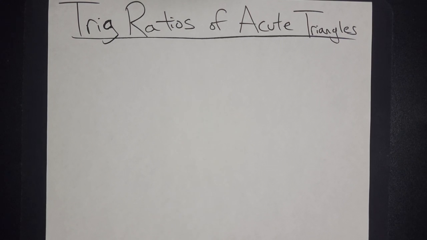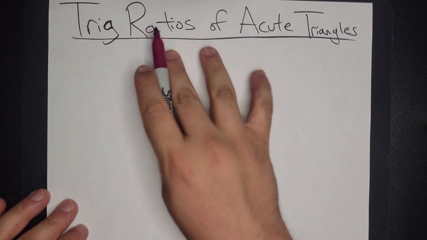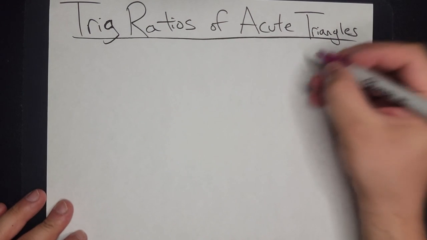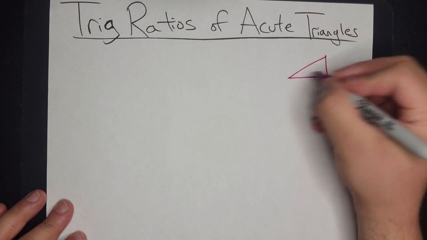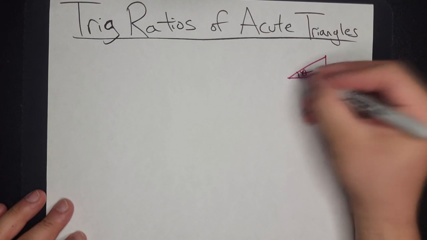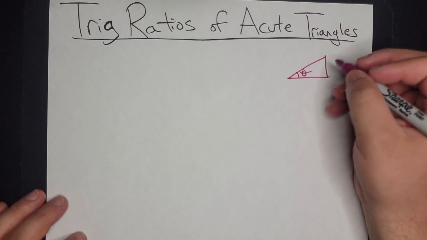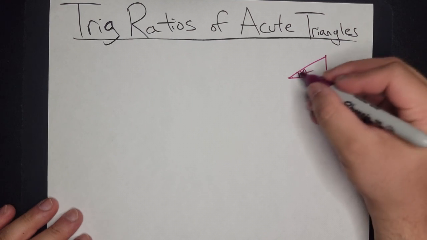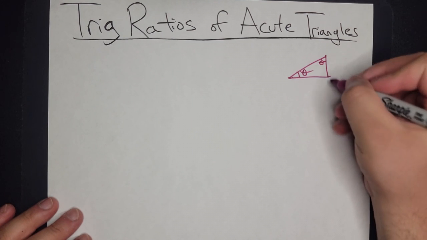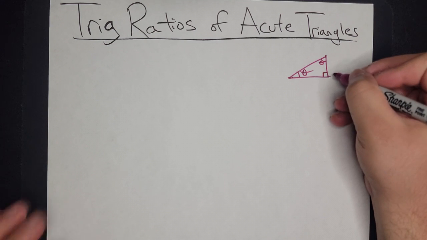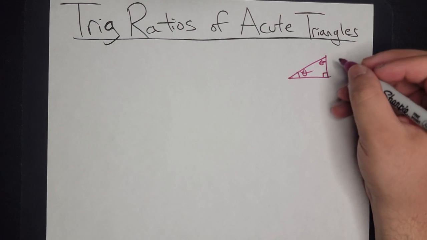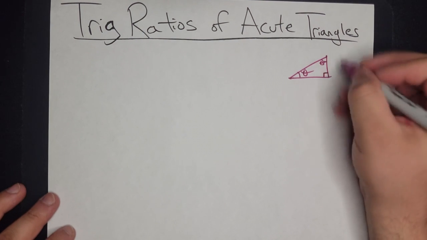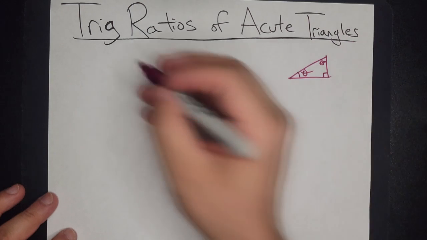Okay, so in this video we're going to be doing trigonometric ratios of acute triangles. If you remember, acute angles are angles that are less than 90 degrees. So when we are dealing with angles that are less than 90 degrees, that means we have one angle that is 90 degrees in the triangle. Well, not necessarily, but what we're going to be doing in terms of trig ratios, just to recap.